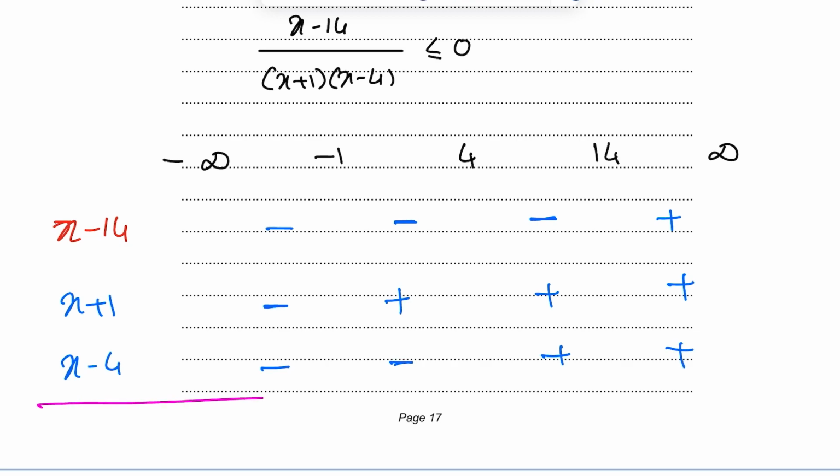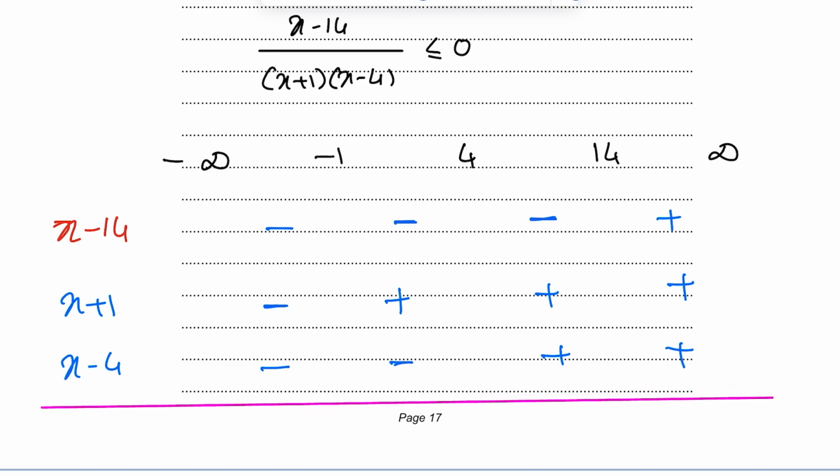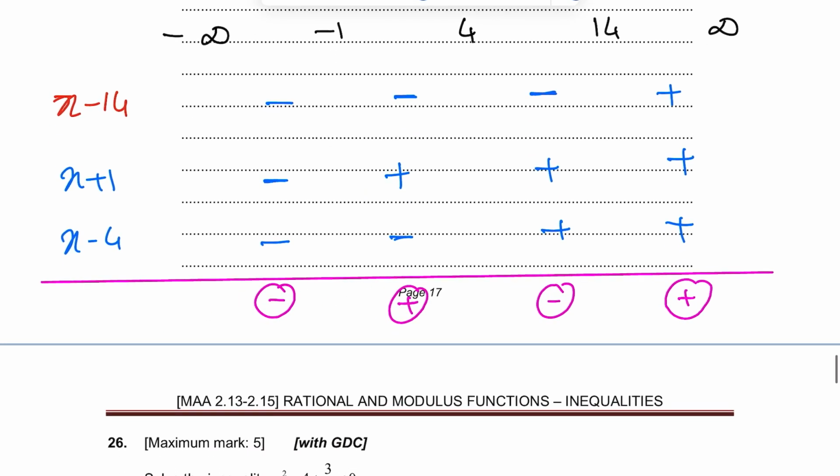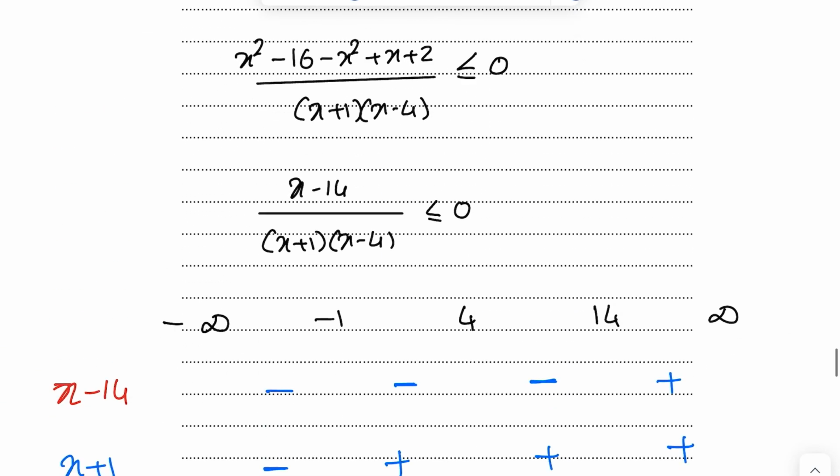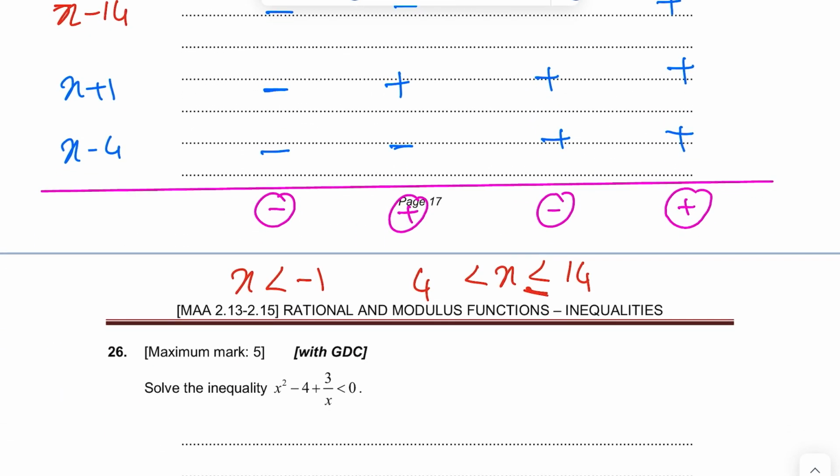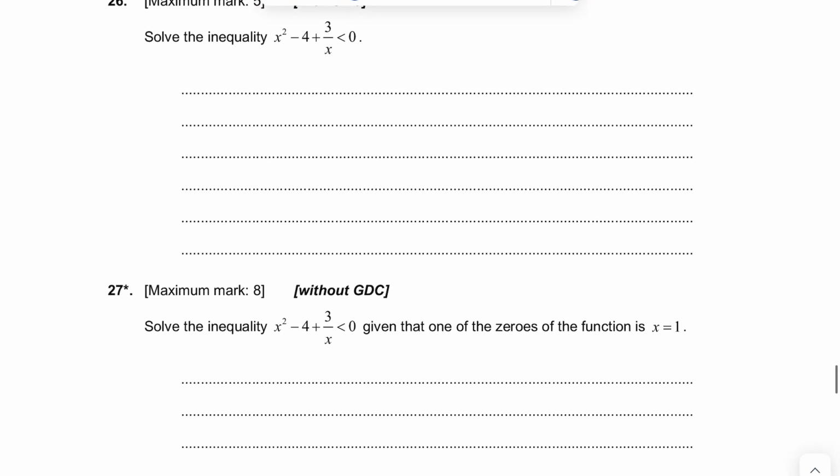Now I want the overall combination of all those things to be negative. So this is positive, this is negative, and this is positive. So it is negative when x is less than negative 1 and when x lies between 4 and 14. Now we have equal to 0, so equal to 14 is also going to be the answer.